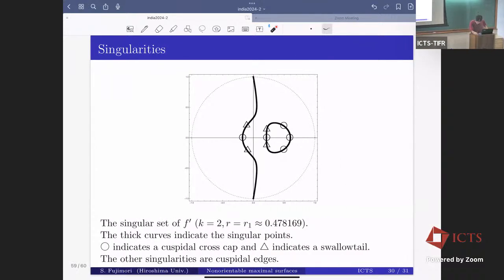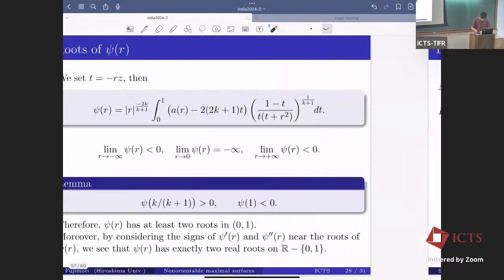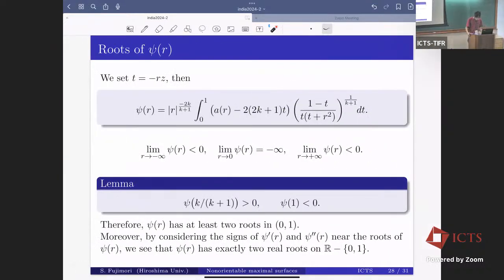So that's all about my talk, but maybe with the remaining time, let me explain this part. We already know that psi has at least 2 roots between 0 and 1, but really we have exactly 2 roots.